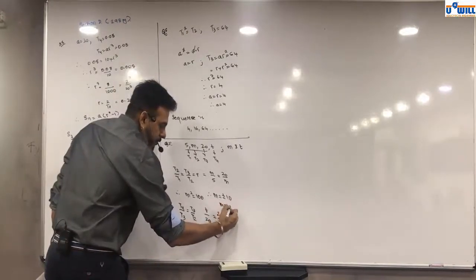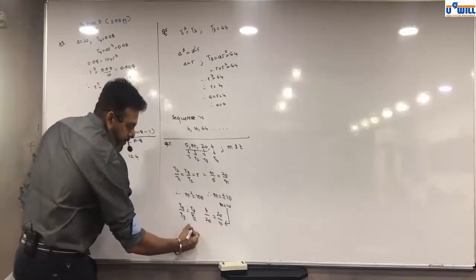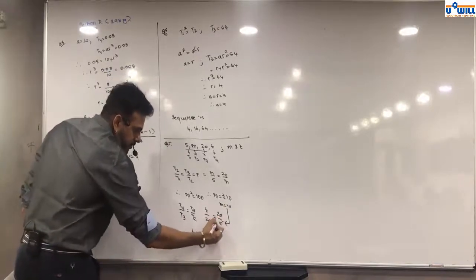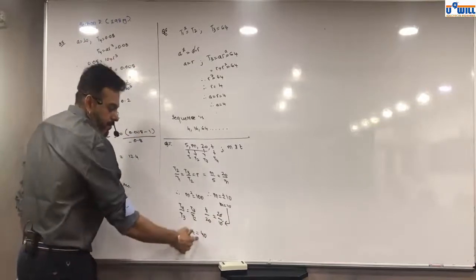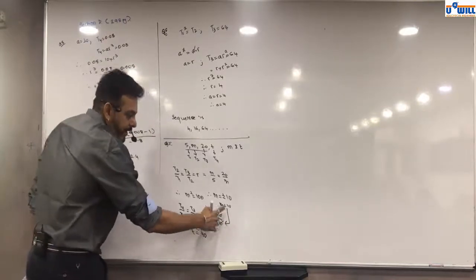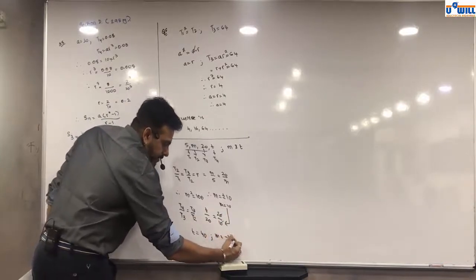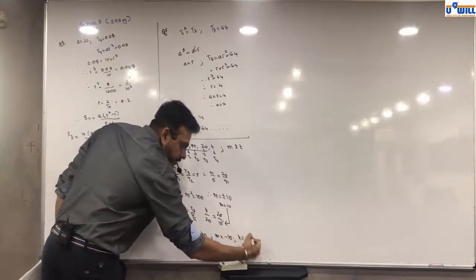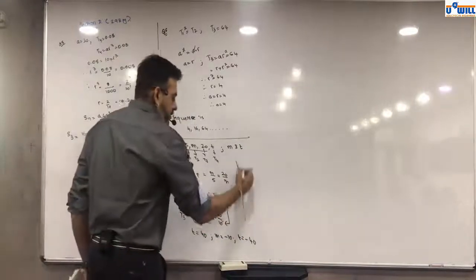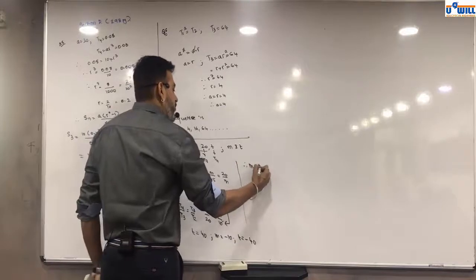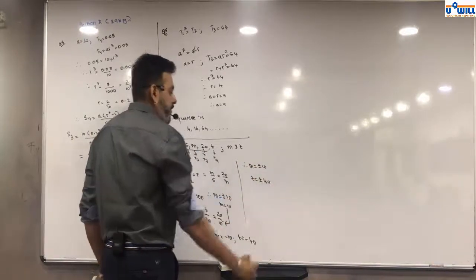M is equal to positive 10. Okay. So what we get is T is equal to 40. But if I take M is equal to minus 10, T will be equal to minus 40. Therefore, M is equal to plus or minus 10 and T is equal to plus or minus 40.